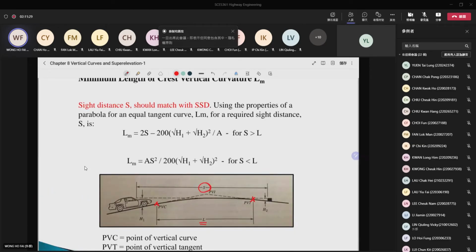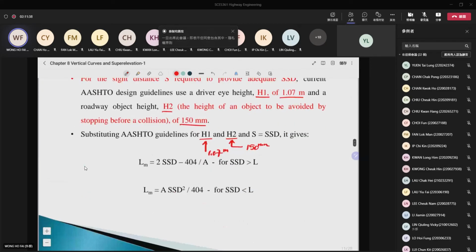you can find that the value will be equal to these expressions. You just substitute H1 equal to 1.07 and H2 equal to 150 mm. Then you can find that Lm is equal to 2 SSD minus 404 over A. S equals SSD in this case, because S is the sight distance, and the sight distance should be equal to the SSD.